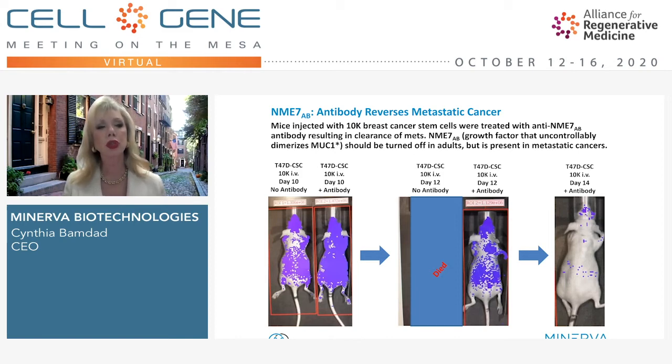So here we're showing 2 mice. On the far left, we have 2 mice. One was injected into the tail vein with the breast cancer cells, so breast cancer cells, and the 2 mice are totally metastatic by day 10. And if you look at this progression, you can see that in 4 days, this antibody has completely cleared up the established metastasis.